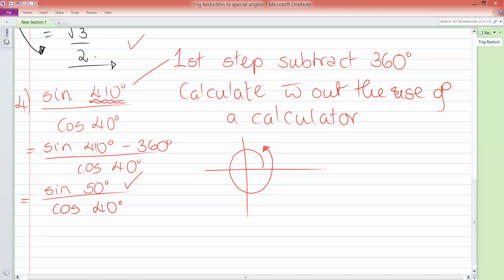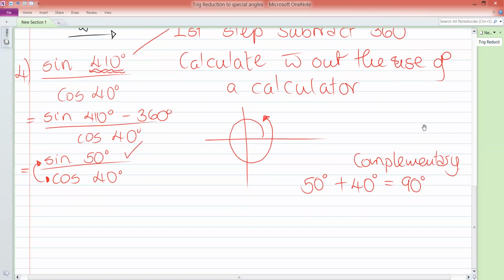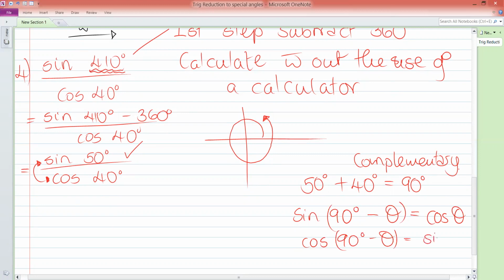Okay, then what we call these two, these are actually complementary angles. Do you guys know what complementary angles are? Complementary angles, when you add them together, they give you 90. So that's why we call them complementary. Okay. And with complementary angles, sine of 90 degrees minus theta is going to be equal to cos theta. Okay, in the same way, cos of 90 degrees minus theta is going to be equal to sine theta.